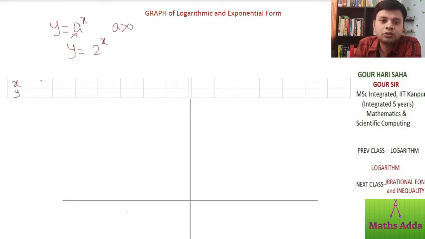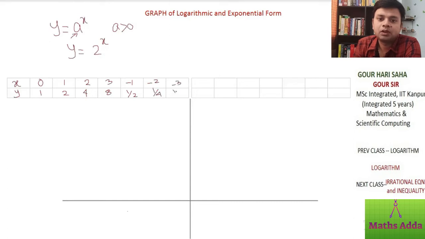X equal to 0, y is equal to 1, 2 to the power 0, that is 1. X equal to 1, it is 2. X is equal to 2, it is 4, 2 square. X is equal to 3, 2 cube, that is 8. X is equal to minus 1, 2 to the power minus 1, that is 1 by 2. Minus 2, 1 by 4. Minus 3, 1 by 8. So we got how many points? We got 1, 2, 3, 4, 5, 6, 7 points.